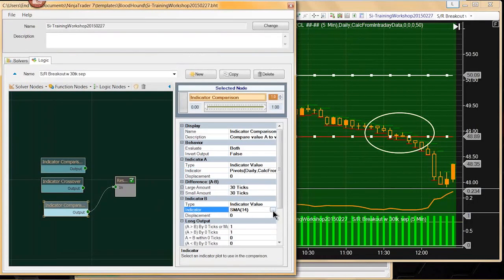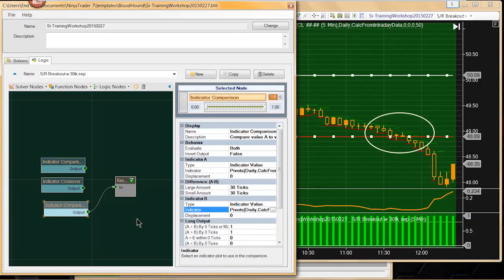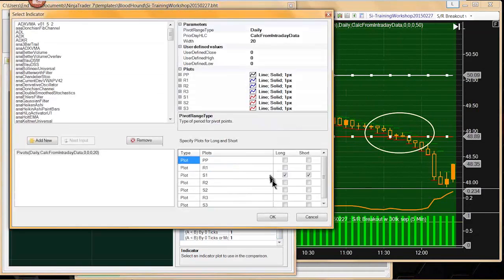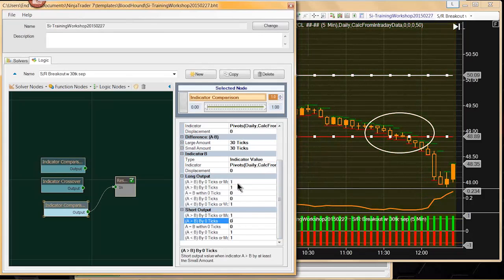And down here in indicator B, once again, we'll set this to the pivot indicator. Set this to intraday data, and now we're going to set indicator B to the S1 plot. And once again, we want to generate both a long and a short using this. The reason is that this is a non-trade directional requirement. A trade can be taken either long or short as long as there's a 30 tick separation. That's the reason why we used S1 and selected both of these plots here. Okay, now we just need to adjust our output settings here.